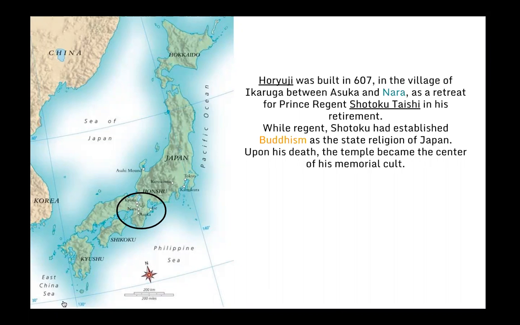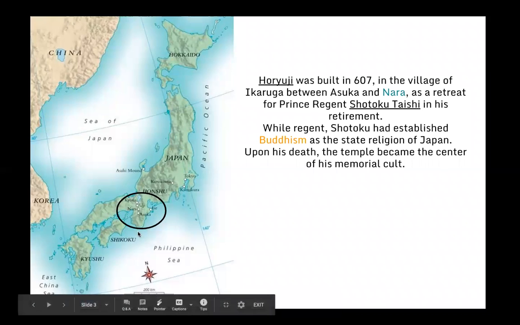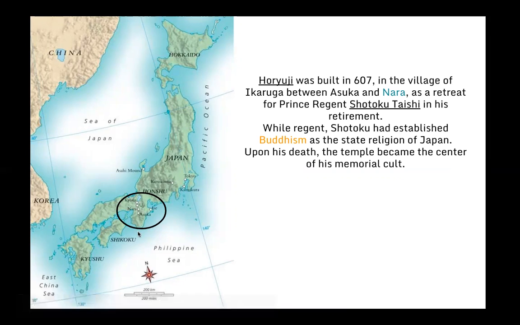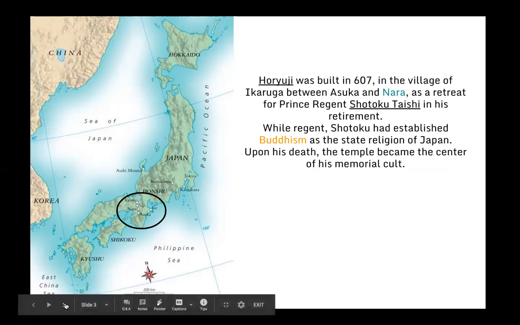In this area, in around 607, this became a retreat for the Prince Regent. And in that, he chose Buddhism to be the state religion of Japan. And so there was a large construction campaign in this region to build these large monumental Buddhist temple structures.